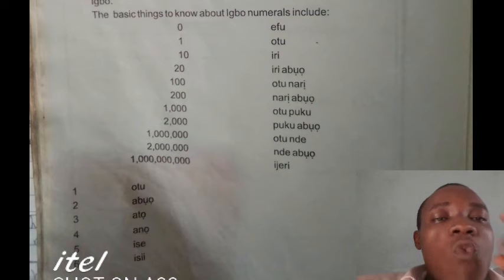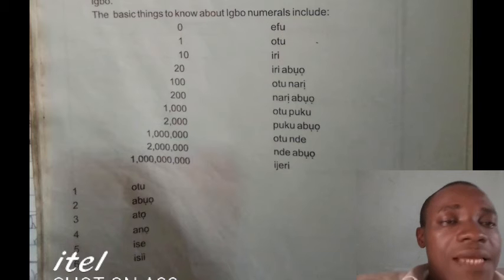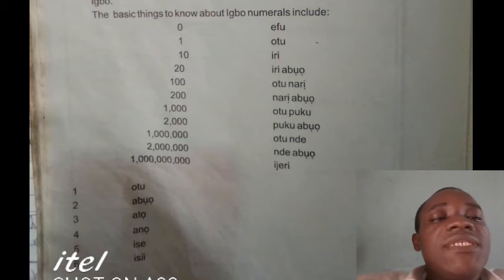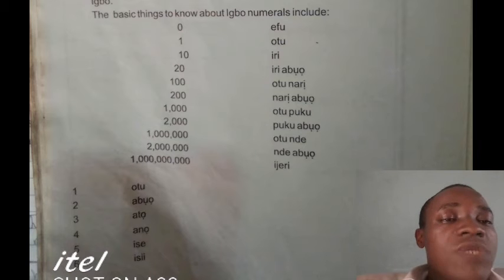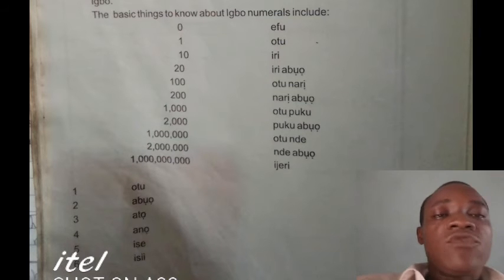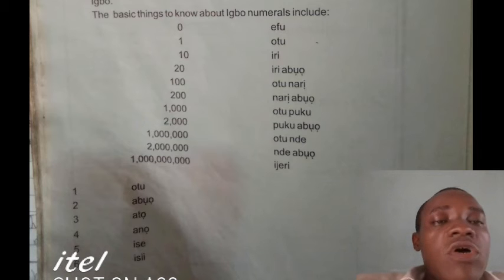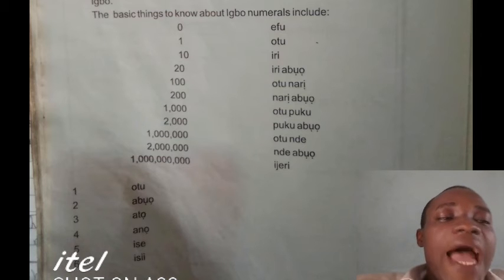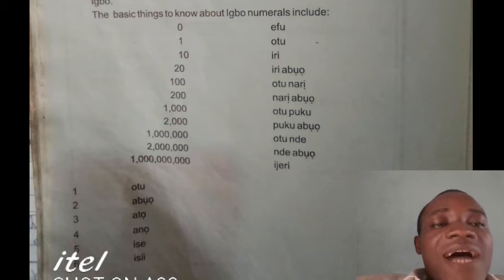Now, 1,000,000 is otu nde. Million alone is nde. So mark those things. 1,000,000 is otu nde, so you now add that otu to make it 1,000,000. You now have 2,000,000, which is nde abuo.